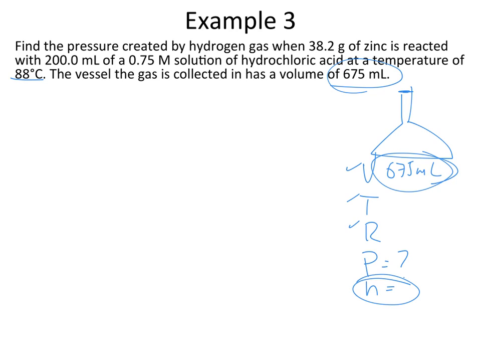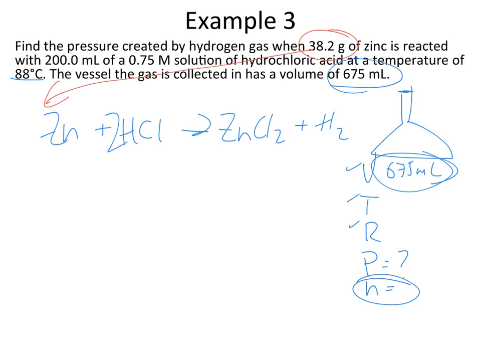Now the question is, how do we get there? Well, you can see from the equation that we actually have hydrogen gas produced when zinc reacts with hydrochloric acid. Now when this happens, we get ZnCl2 plus H2, and this is balanced this way. So what we're doing is we're given 38.2 grams of zinc, and we're given this value for HCl. We're given a value for each of our reactants.